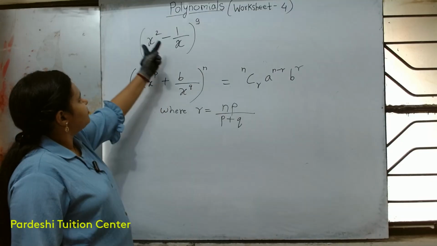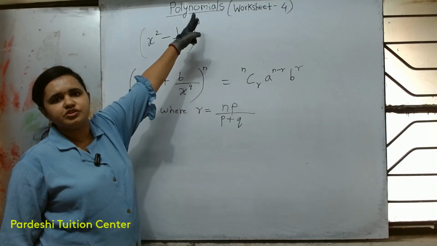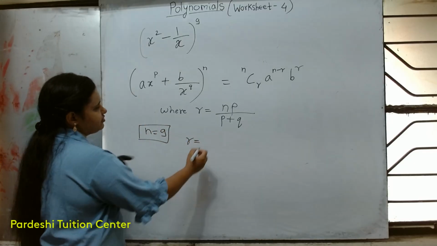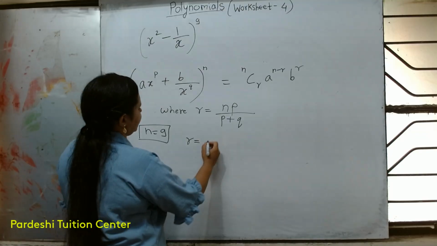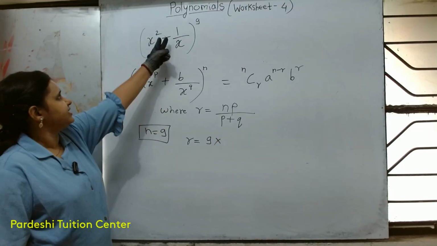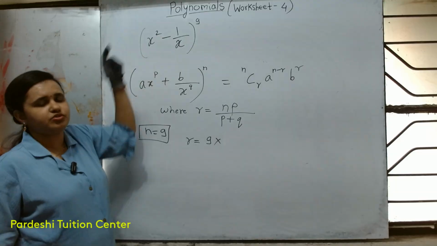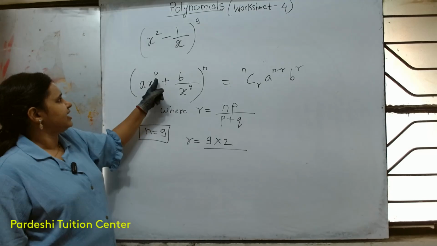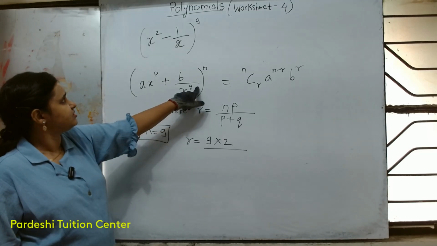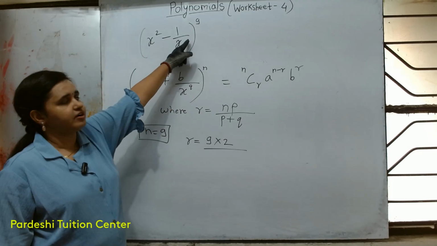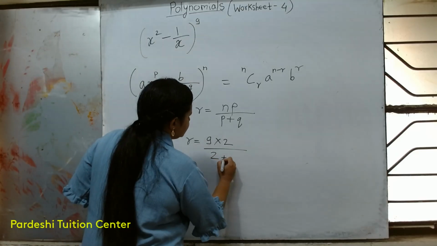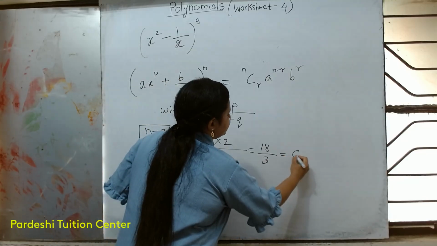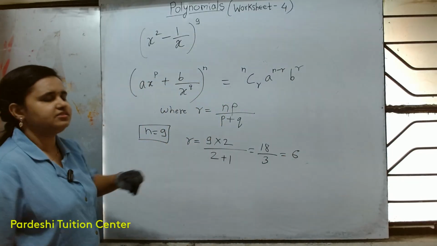So if we compare, n is equal to 9, and r we have to calculate by this formula. n is 9 and p is the power of x, here the power of x is 2, so it will be 2 upon p plus q, that is, the powers of both x are added. Here the power of x is p, the power of x is q; here the power of x is 2 and here it is 1. So it will be 2 plus 1. 9 twos are 18, 2 plus 1 is 3, and it will be equal to 6. So r we have found as 6.